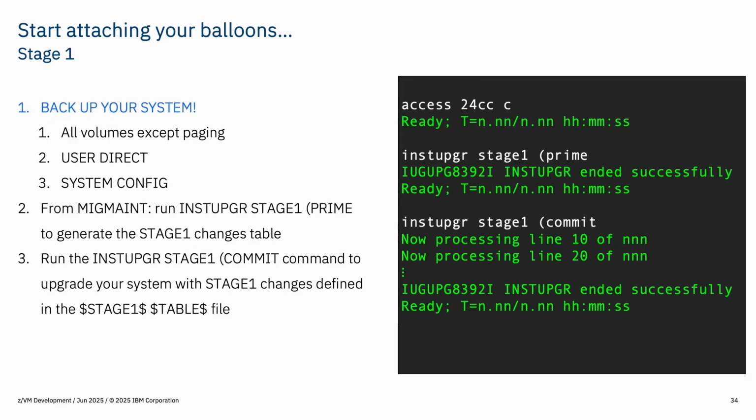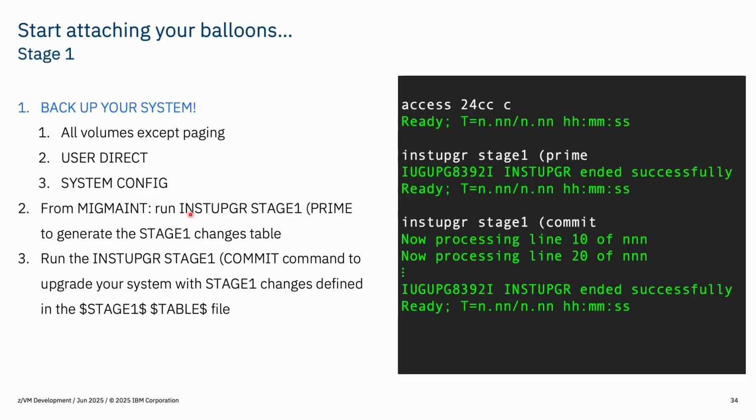Now that we've successfully installed our second level work system, we can start performing stage 1 and stage 2 of the actual upgrade itself. So first we'll need to back up the system, that's all volumes except paging. You'll also want to create a backup of your user directory. If you use DirMaint as your directory manager program, you can use the commands DIRM BACKUP followed by DIRM SEND USER BACKUP to create and retrieve that file. Then you'll want to make a backup of your system config file. That's usually located on the PMAINT CF0 disk.